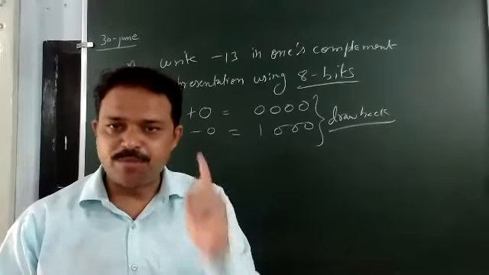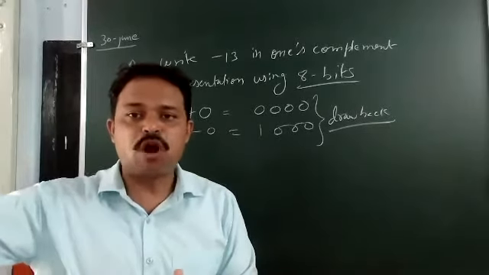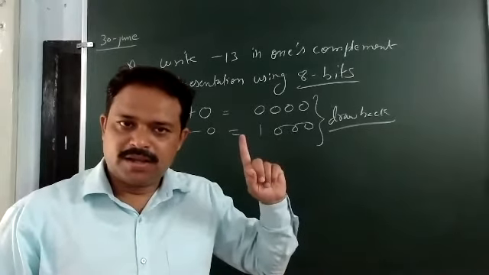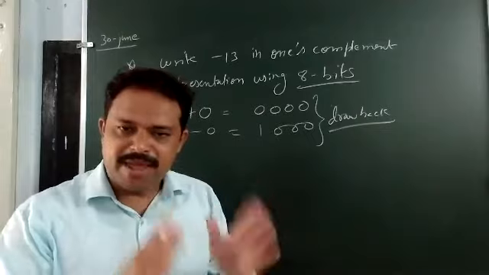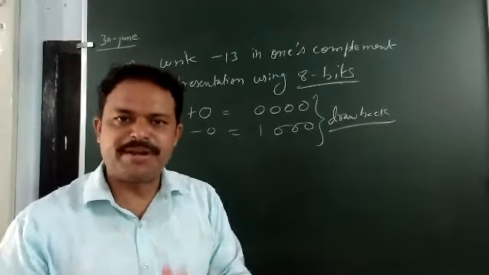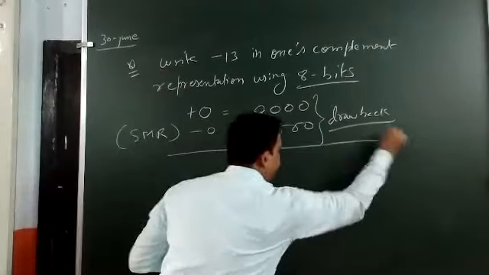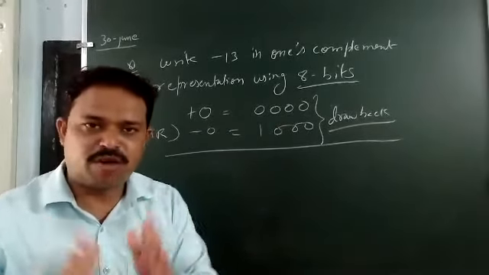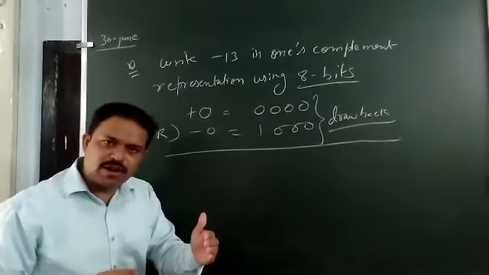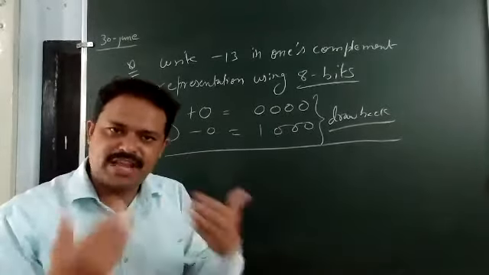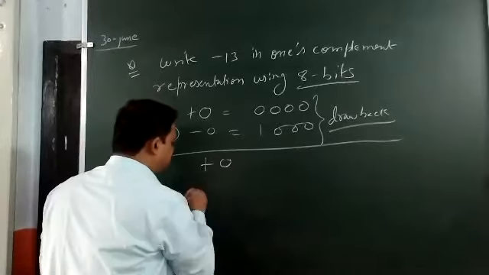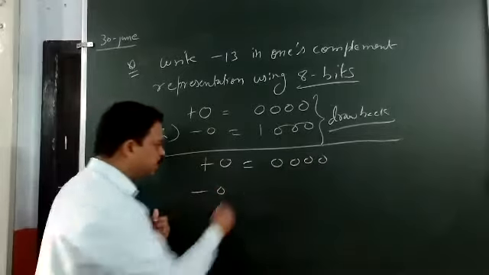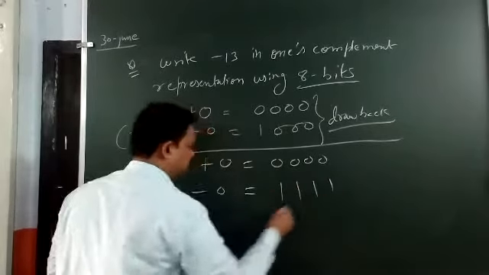This drawback has been removed in 2's complement. The same drawback remains in 1's complement also. Now see, I'm talking about the disadvantage of one's complement. In one's complement also we have the same disadvantage: plus 0, minus 0. How will you write 0? 0, 0, 0, 0. And how will you write minus 0? 1, 1, 1, 1.